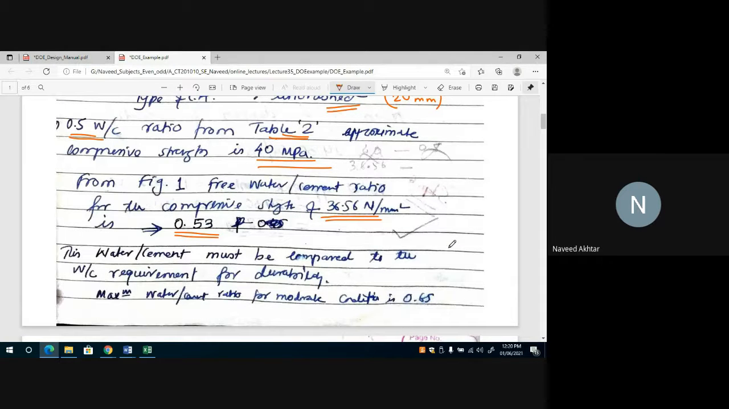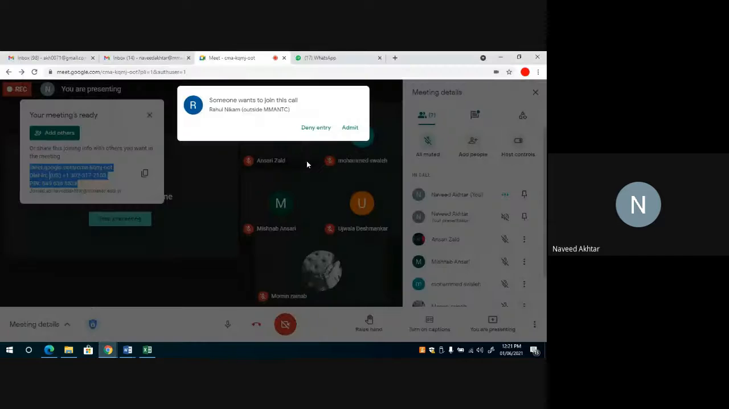Because the value, if you see, is in between 0.52 to 0.54, somewhere here our value is coming. So that's why we are adopting the lowest one, that is 0.53, that is the free water to cement ratio for the target mean strength of your 36.5.